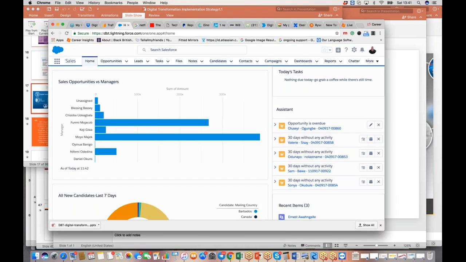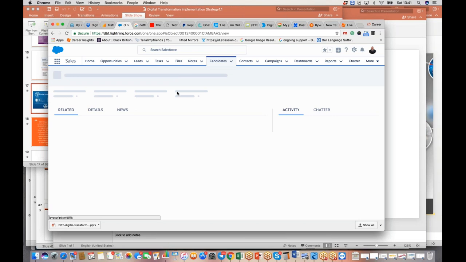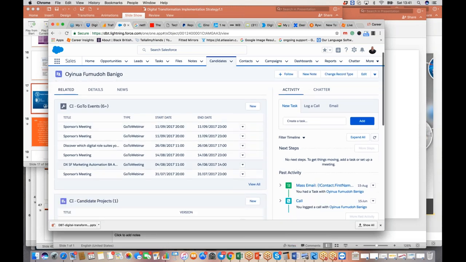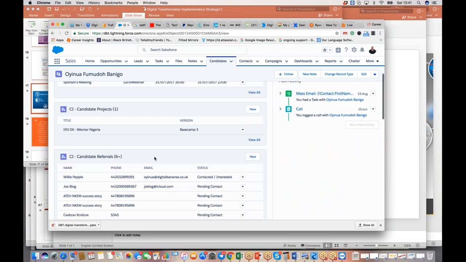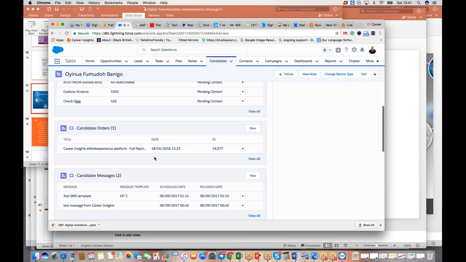So if I go to Salesforce right now and I type in Oyunua as a candidate, what you will find is that I have all the meetings that Oyunua has attended since she joined the company. I have the project that she has joined. I have the people she's referred to the company. I have our orders, the product she's bought from us.